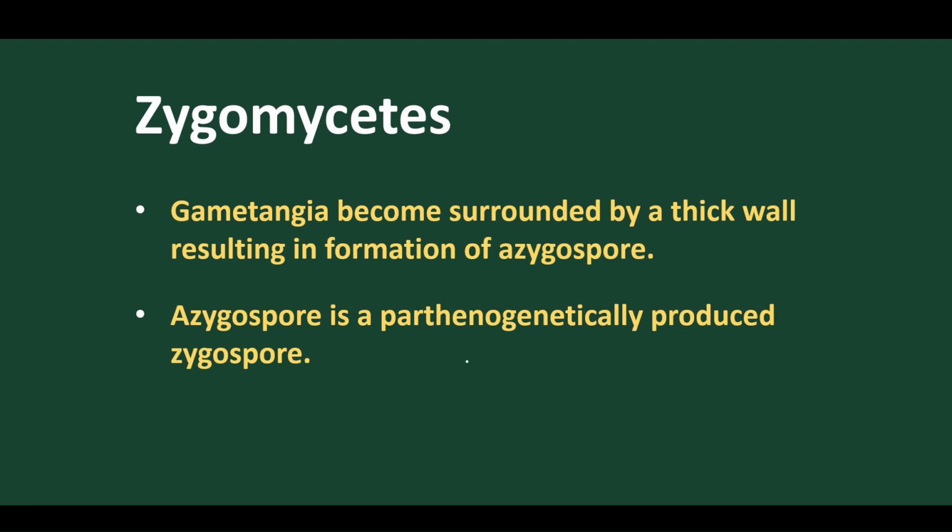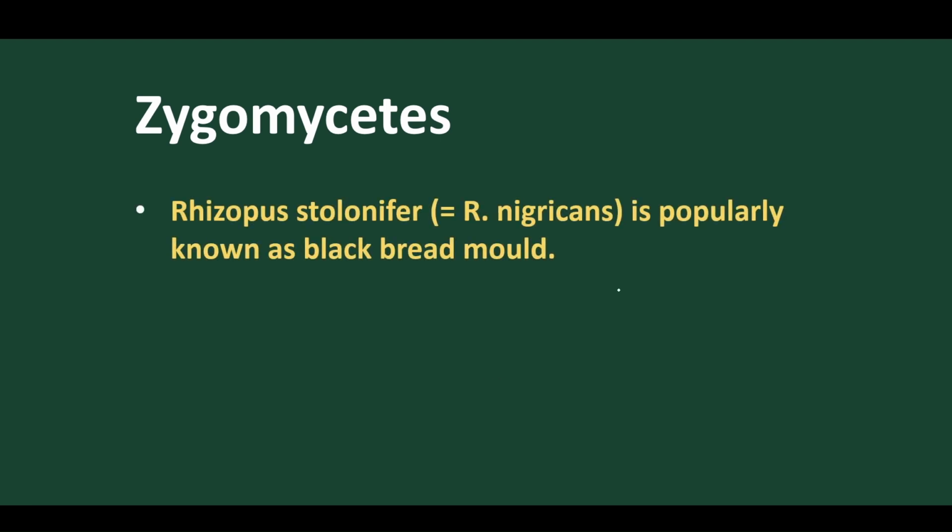Okay, so Azygospore is parthenogenetically produced. Yes, it is a parthenogenetic process. So this is a very important question. In Zygomycetes, a parthenogenetic spore is produced and that is called as Azygospore. Now let's move towards diseases.